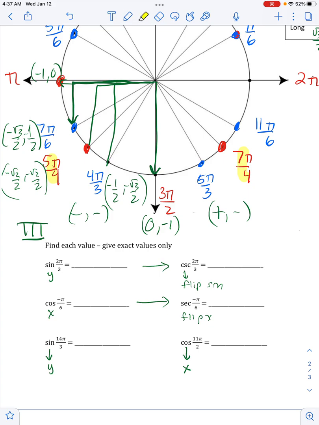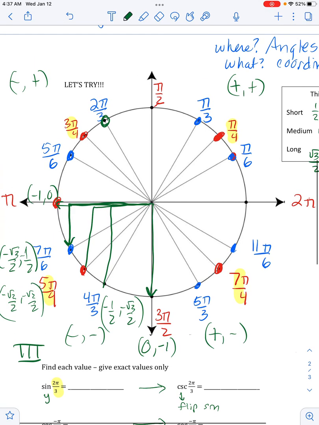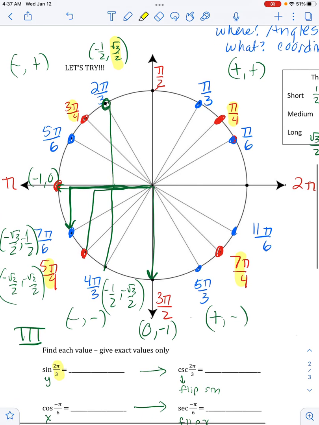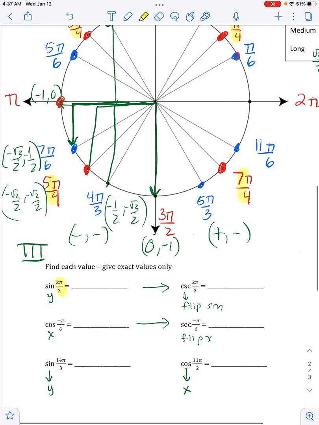Okay, so let's do this first one. 2 pi thirds, that's my where, and that is right here. And then I'm supposed to find the y. Well, I don't have that one filled in, but it's back a short, up a long. So that would be negative 1/2, up root 3 over 2. It's asking for the sine, which is the y value. So if I go to that 2/3 pi and I find the y value, my answer is going to be root 3 over 2.